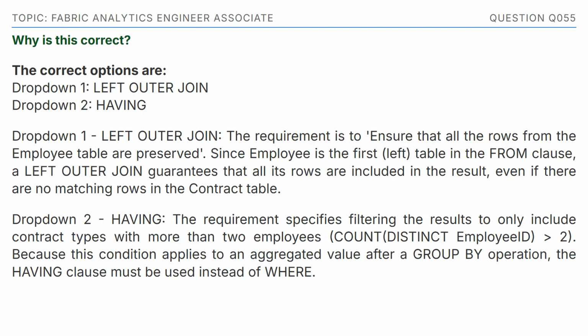Drop-down 2, HAVING: the requirement specifies filtering the results to only include contract types with more than 2 employees, COUNT(DISTINCT employee ID) > 2. Because this condition applies to an aggregated value after a GROUP BY operation, the HAVING clause must be used instead of WHERE.